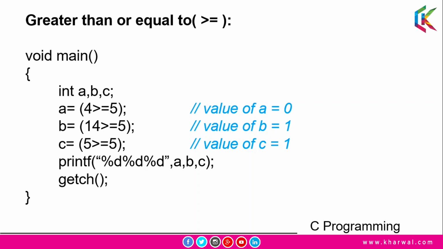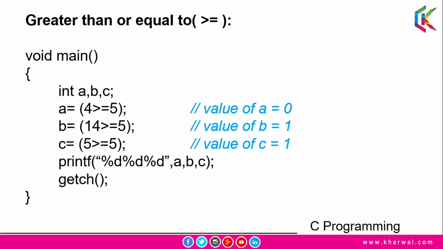And in the next expression, 14 greater than or equal to 5. So this expression will be true and it will return 1. That will be stored to b. So the value of b will be 1. And in the next expression, 5 greater than or equal to 5, so this expression will also be true and it will return 1. That will be stored to c. So the values of a, b and c are 0, 1 and 1 respectively.